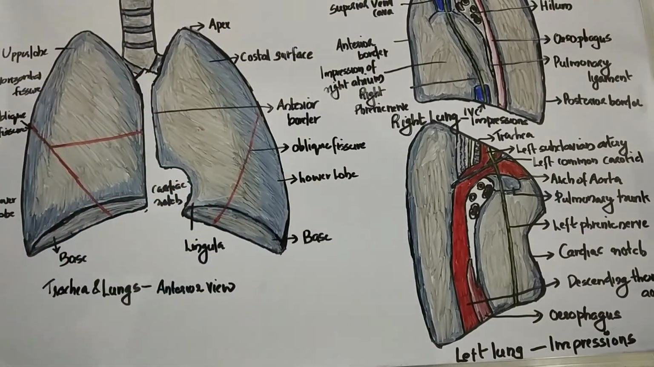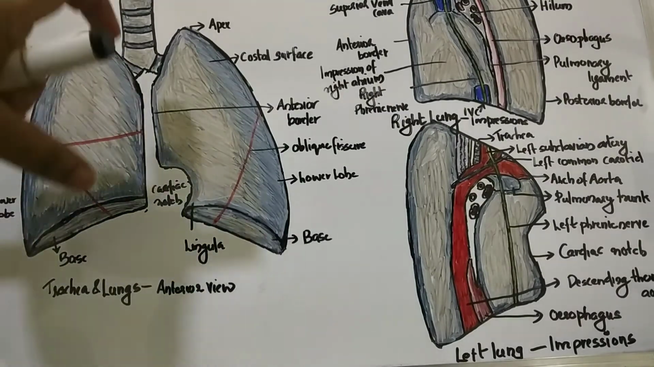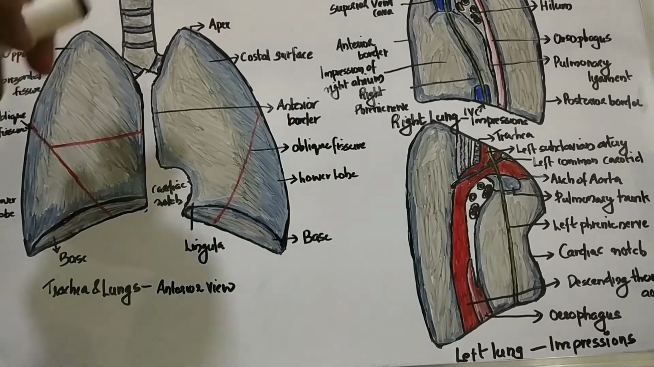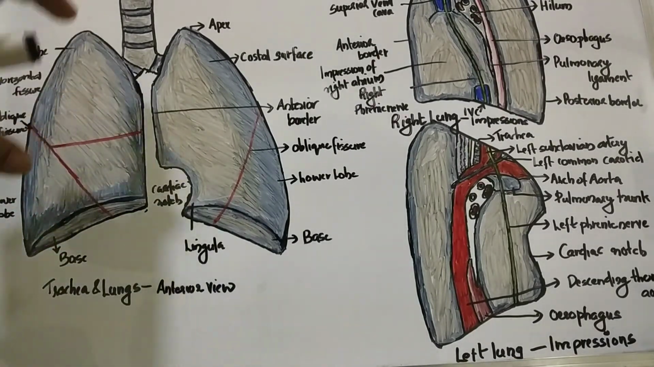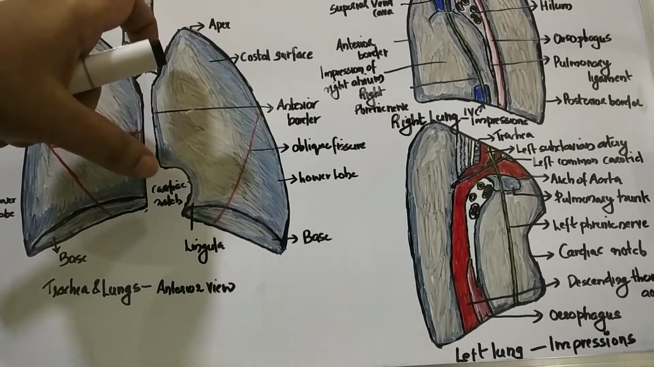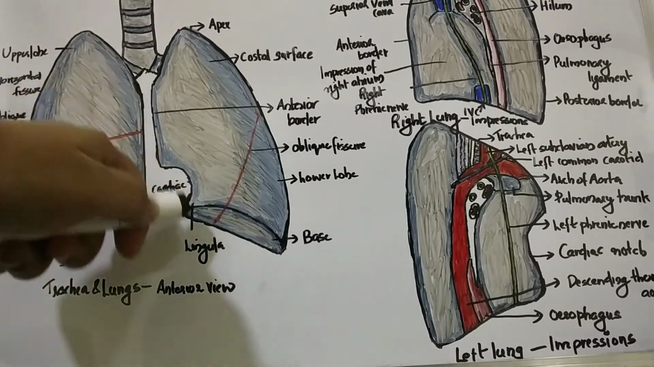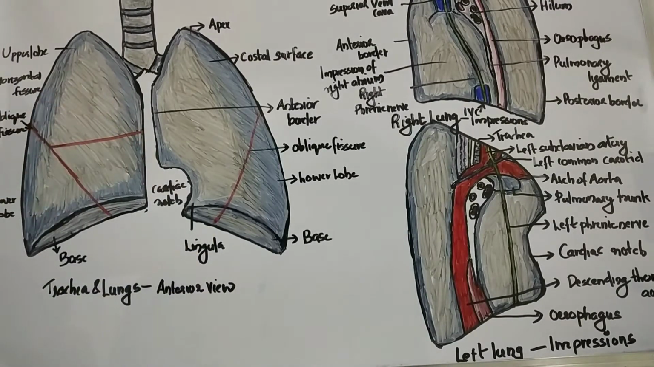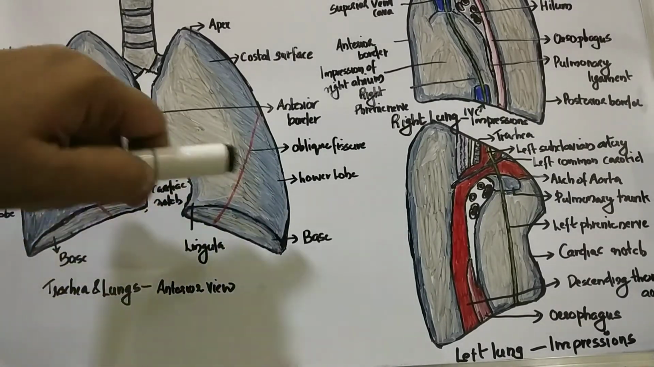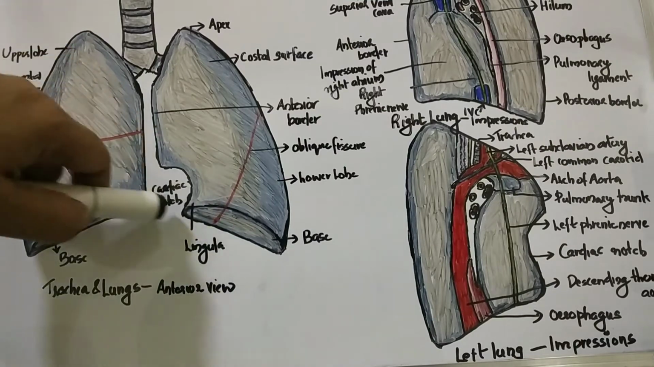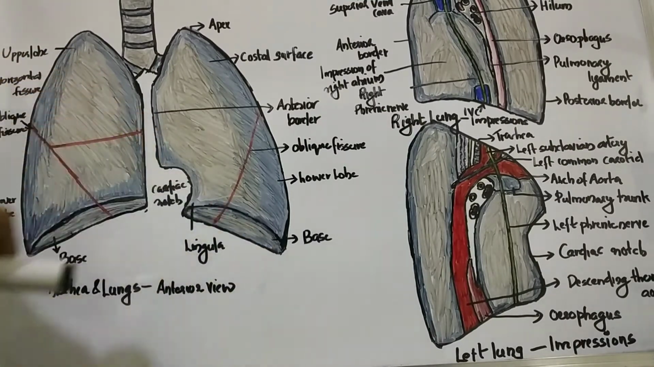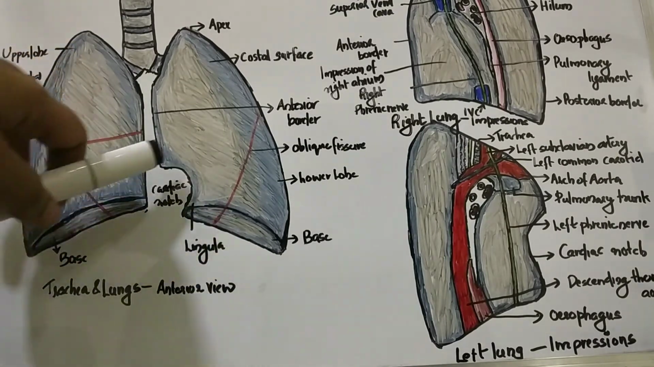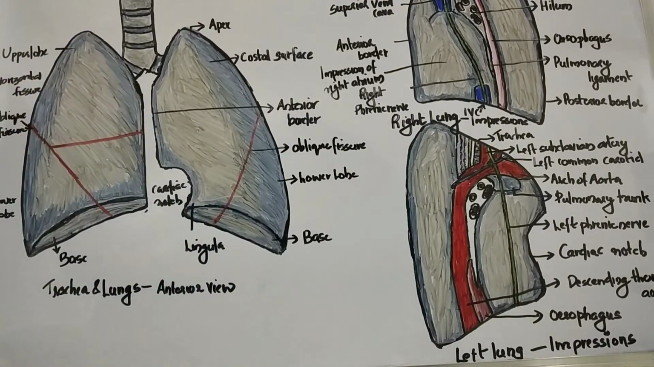The anterior border is thin and shorter compared to the posterior border. The anterior border of the right lung is vertical, and the anterior border of the left lung has a notch in the lower part, and that is called the cardiac notch. Here the heart as well as pericardium is not covered by the lungs. This cardiac notch is present below the level of the fourth costal cartilage.